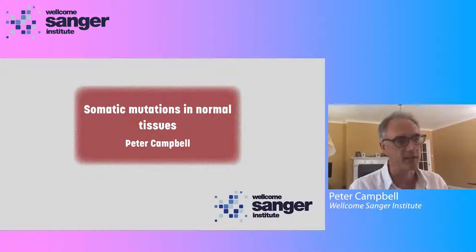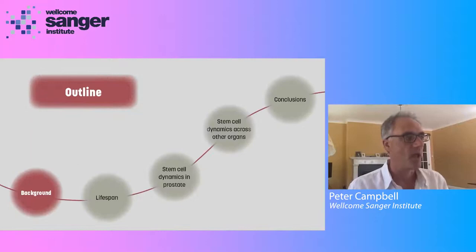I'm a group leader at the Wellcome Sanger Institute in the Cancer Aging and Somatic Mutation program. Recently, we've been doing a lot of work looking at the patterns of somatic mutations in normal tissues, and that's the subject matter that I'm going to cover today. I'm going to cover a little bit about the background, how we identify somatic mutations in normal tissues, and then the patterns of how these mutations change over the lifespan.